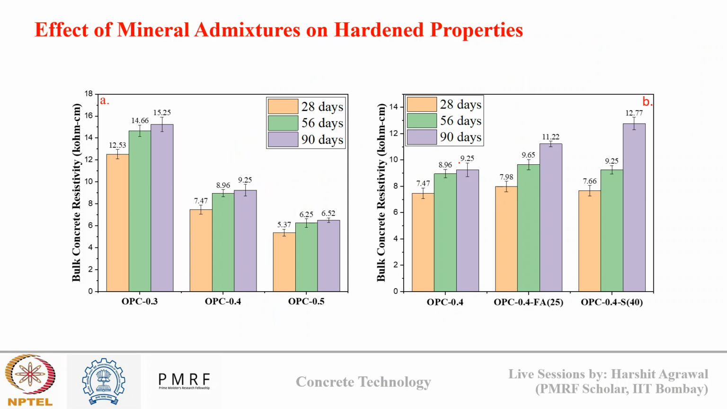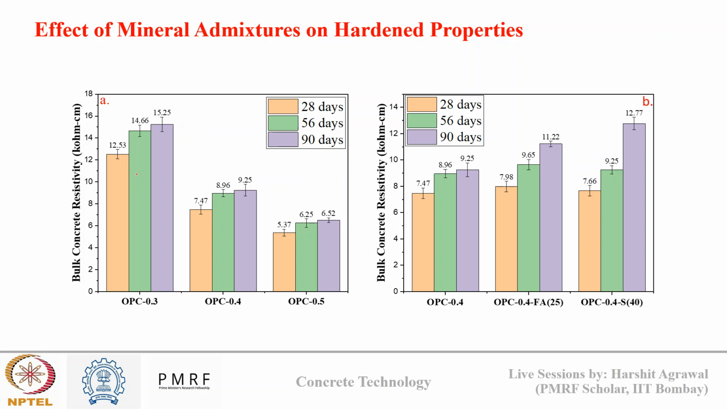So in this slide, we have concrete resistivity data. Like compressive strength, resistivity of concrete is also an important property which is directly related to the densification of concrete microstructure. So a higher resistivity value implies lower ionic conduction through concrete, which implies that there is lower permeability of concrete.